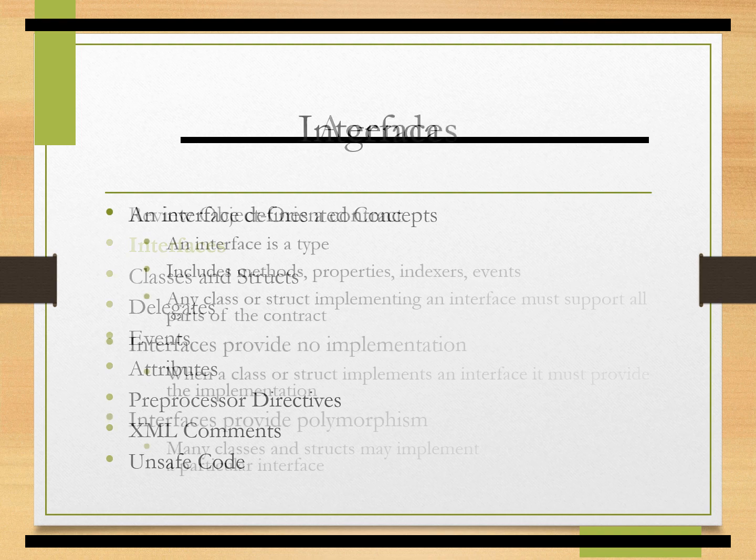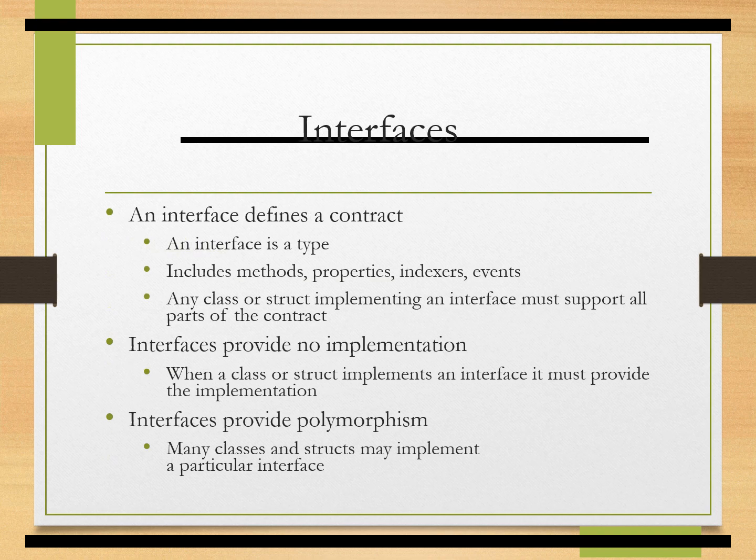If you see interfaces, an interface is a type with methods, properties, indexers, and events. A class or structure that implements the interface must support all parts of the contract. The interface provides no implementation, so when a class or structure implements the interface, it must provide the implementation. For polymorphism, many classes can inherit or implement a particular interface.